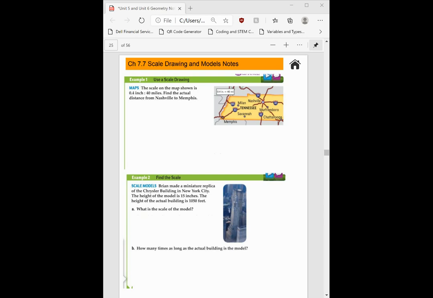If I use a ruler from Nashville to Memphis, which is here, that's about 1.5 inches. So what I'm going to do is put a scale factor proportion to find out what the actual distance is. It said for every 0.4 inches, this is equivalent to 40 miles. We said that this is 1.5 inches, so let's find the corresponding miles by setting it equal to x. If we cross multiply, we get 0.4 times x is equal to 1.5 times 40.